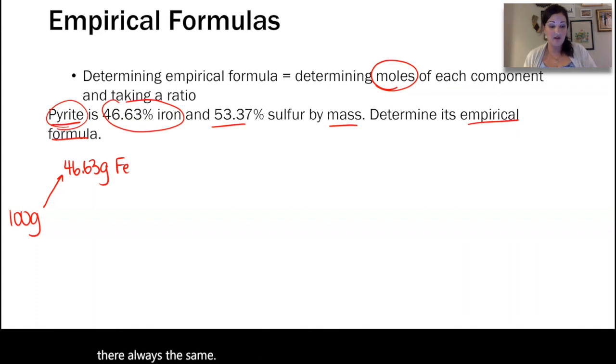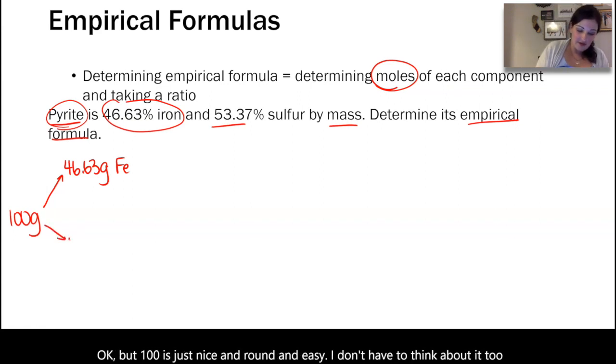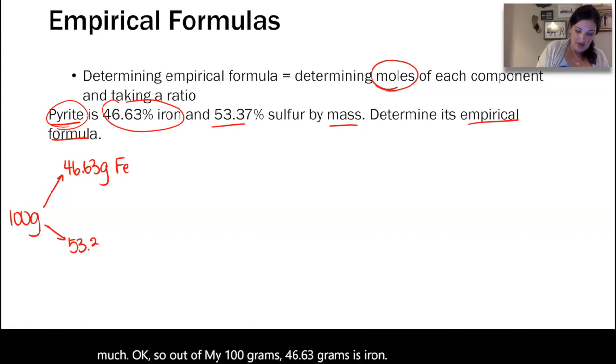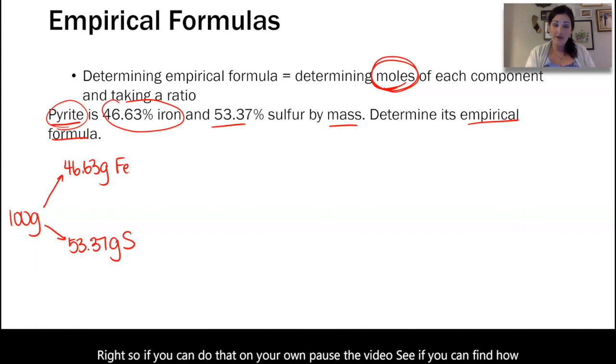Okay, so of my 100 grams, 46.63 grams is iron and 53.37 grams is sulfur. Boom. Now I have masses of my elements. How can I find the moles of my elements? Right? So if you can do that on your own, pause the video, see if you can find how many moles of iron you have and how many moles of sulfur you have.